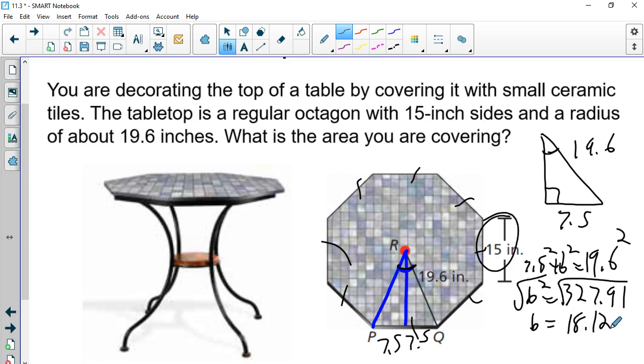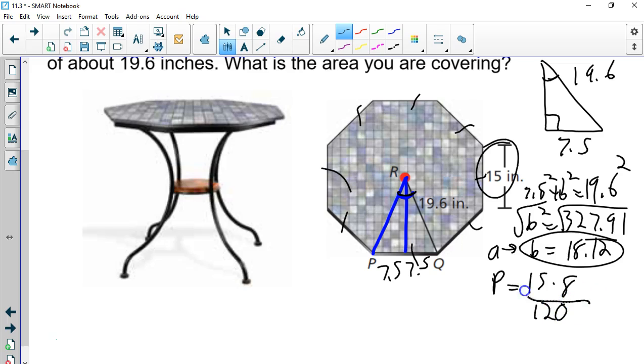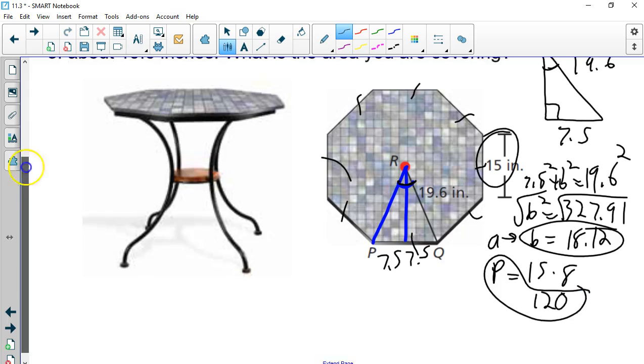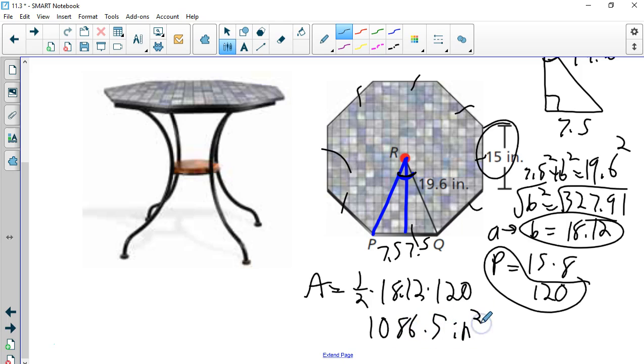Alright? Now, real quickly, what's my perimeter? I need that. And remember, this is my apothem, so that's important. My perimeter is 15 times 8, which is 120. So that's important also. Now I'm ready to go. Ready to finish this up. The area of this regular polygon, octagon, is 1/2 times 18.12 times 120. Half of 120 is 60, times 18.12 is 1,086.5 and then inches squared. And that's our area. That's it.